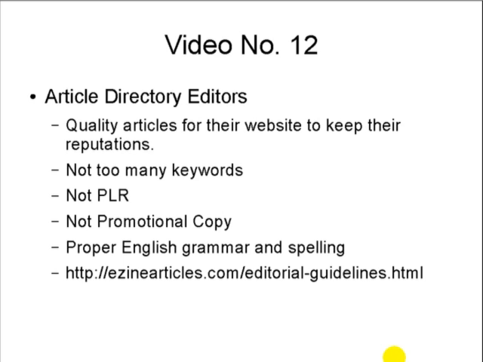For a complete guide on what article directories our editors are looking for, I suggest you take a look at the editorial guidelines at ezinearticles.com. Their page is http://ezinearticles.com/editorial guidelines.html, or you can go directly to ezinearticles.com, and there's a tab that'll take you to their editorial guidelines right in the left.